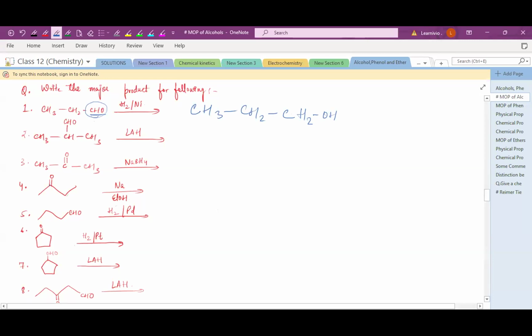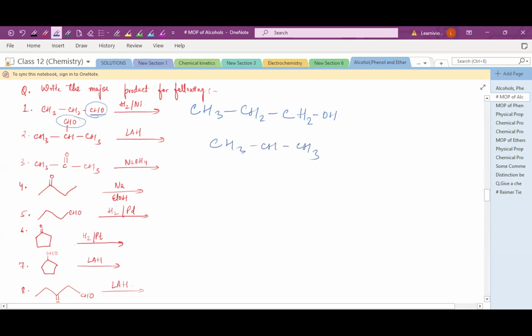What about the second one? You are using lithium aluminum hydride. So again, it will reduce, it's the strongest reducing agent. So it will reduce any of the groups. So it's a CHO. So CHO will get converted into the corresponding alcohol. So just CH3, CH, CH3.